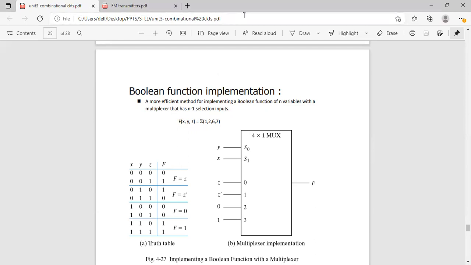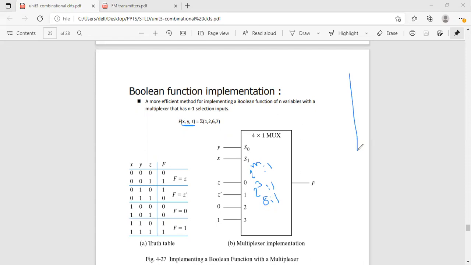So we know that 2 power m to 1 is the size of the multiplexer. Here how many input variables do we have? We have 3 input variables. So the number of input variables is equal to the number of select lines. If you substitute m is equal to 3, what is the size of the multiplexer here? 8 to 1.